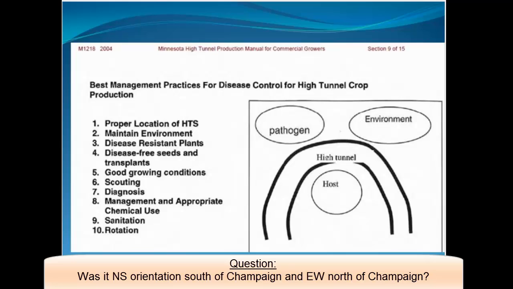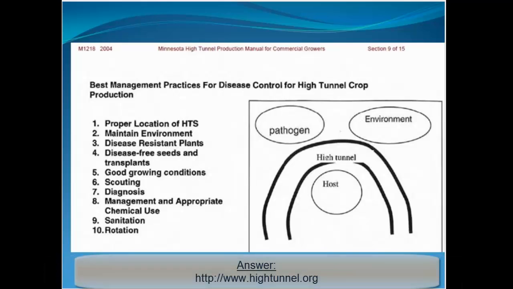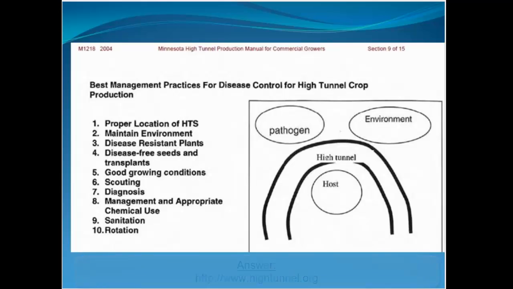Was it north-south, south of Champaign, and east-west north of Champaign? Yeah, I don't want to use Champaign as the exact cutoff. If you go to hightunnel.org, as it's a website, you can look. They give you an exact parallel, and I don't remember which one it is, for a latitude location for where we do that switching. But I can tell you it's very near Champaign-Urbana as being the parallel at which point we start switching the orientation on those houses. Again, back to the prevailing wind real quick. We don't want to align that tunnel so that the long axis of the tunnel is lying parallel with the prevailing wind. We want to be able to get cross ventilation when we have the sides lowered.